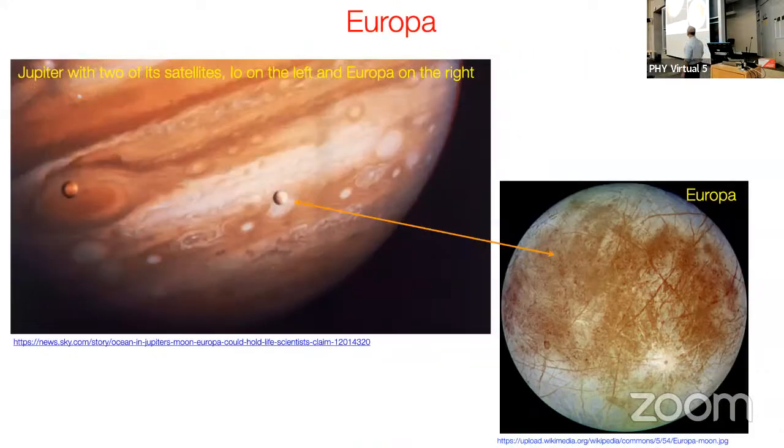So first of all, here's Jupiter and 2 of its moons, 2 of the Galilean moons, if you want. Io on the left and Europa on the right. You see them on the background of the red spot here. Pretty dramatic picture, isn't it? I mean, this isn't ChatGPT, this is a real picture. And this is what Europa looks like itself.